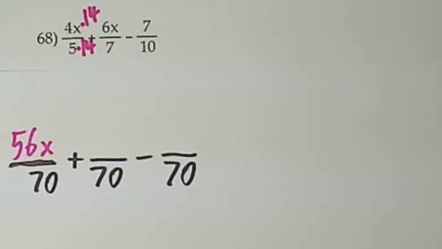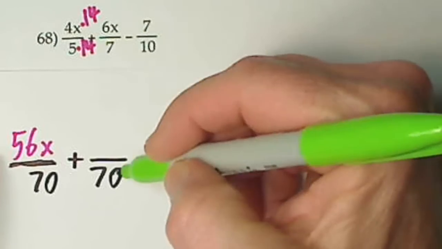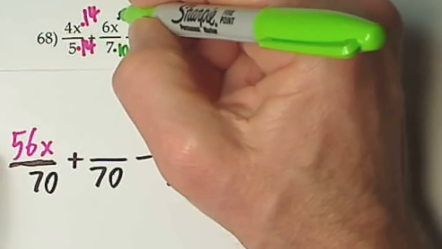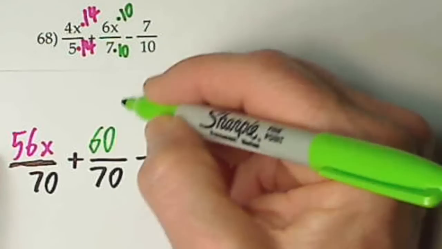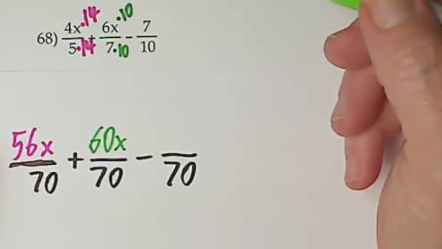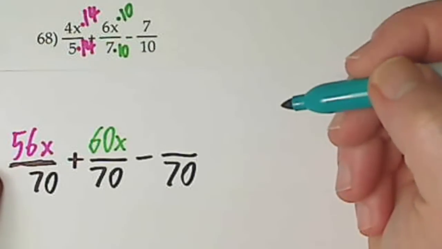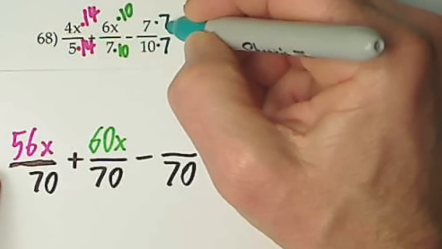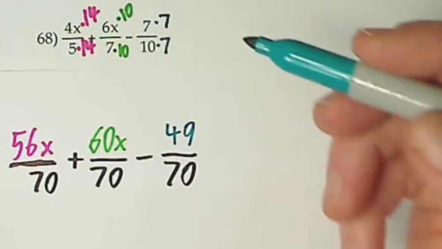Then for our next subject, to get from 7 to 70, you multiply by 10. So you have to do the same to the numerator. 6 times 10 is 60. The x just comes along for the ride. To get from 10 to 70, you multiply by 7. So you have to do the same to the numerator. So that gives you 49.